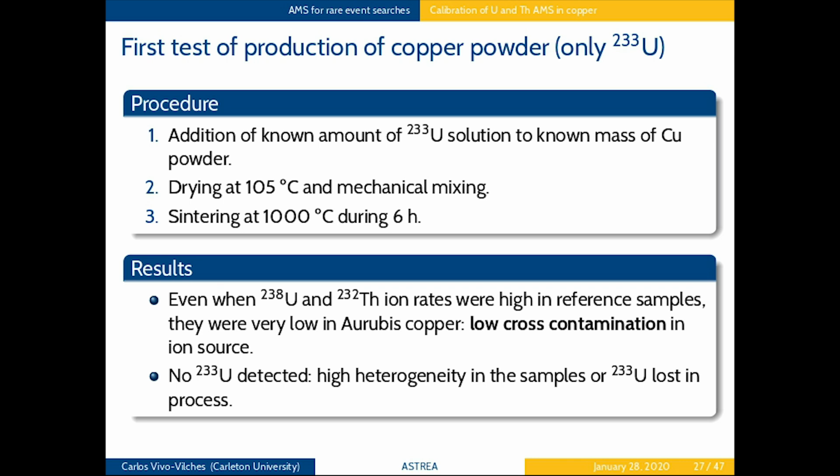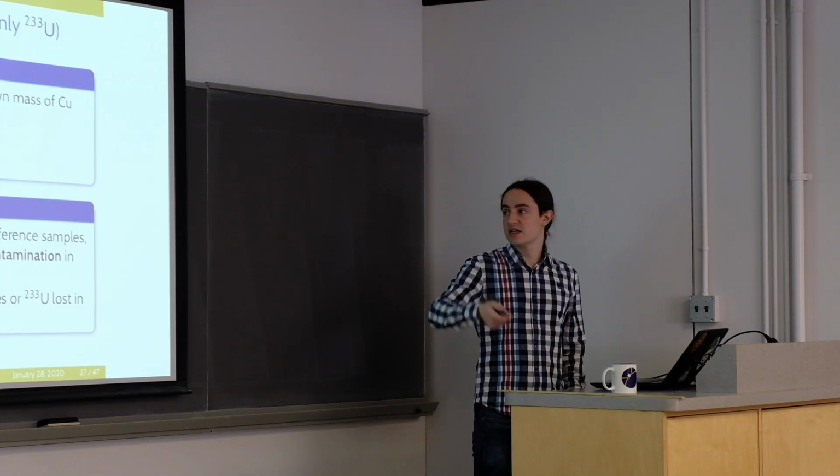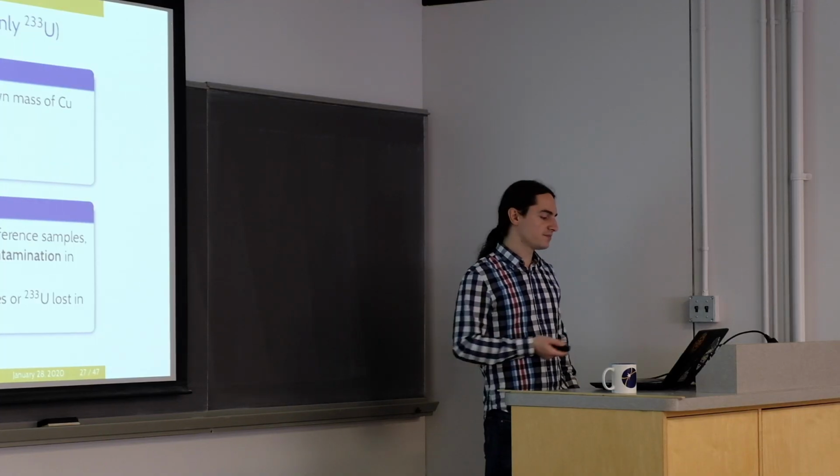So the first procedure I tried was just adding 1 milliliter of uranium-233 solution, because we still didn't have the thorium-229 sample, then drying this little drop in the copper powder, doing a repeated mechanical mixing, and then performing the sintering.